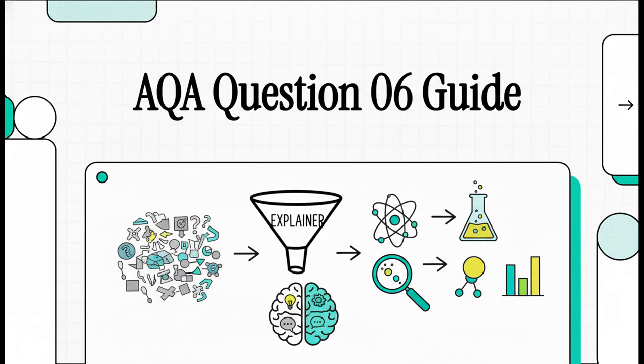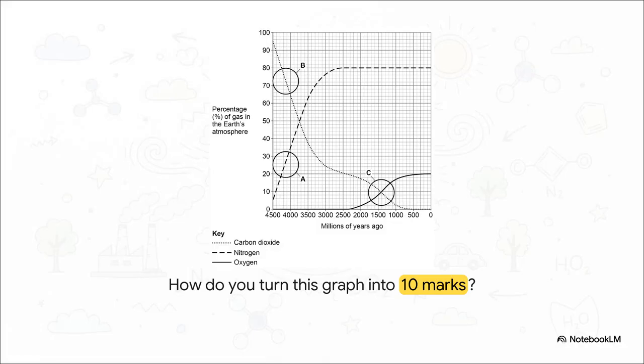You ever stare at a really complex exam question and just not know where to even begin? Well, in this explainer, we're going to demystify one of AQA's trickiest graph questions. I'm going to show you exactly how to lock in those full marks. So today, our mission is all about question 06 from the AQA GCSE Chemistry paper. And look, we're not just going to answer it. No, we're going to break down the examiner's mindset so you can go in and claim every single mark.